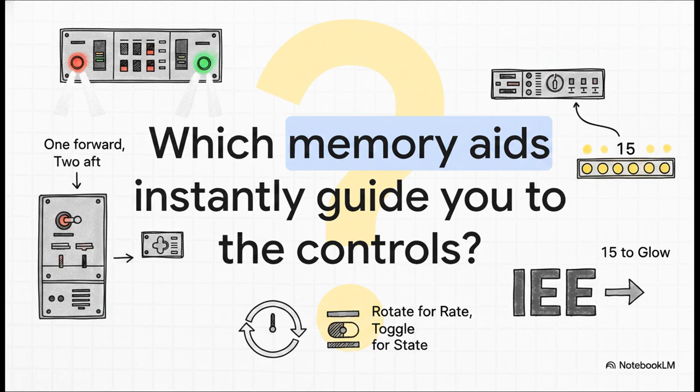So, I'll leave you with this question. If the left main bus fails during a storm, which memory aids from today's walkthrough will instantly guide you to the right controls and locations? Think about it. From IEE for our main categories, to rotate for rate, toggle for state, 1 forward 2 aft in the baggage holds, red left, green right, white night outside, and finally 15 to glow. You now have the complete mental framework to navigate the Q400's lighting systems under absolutely any condition.